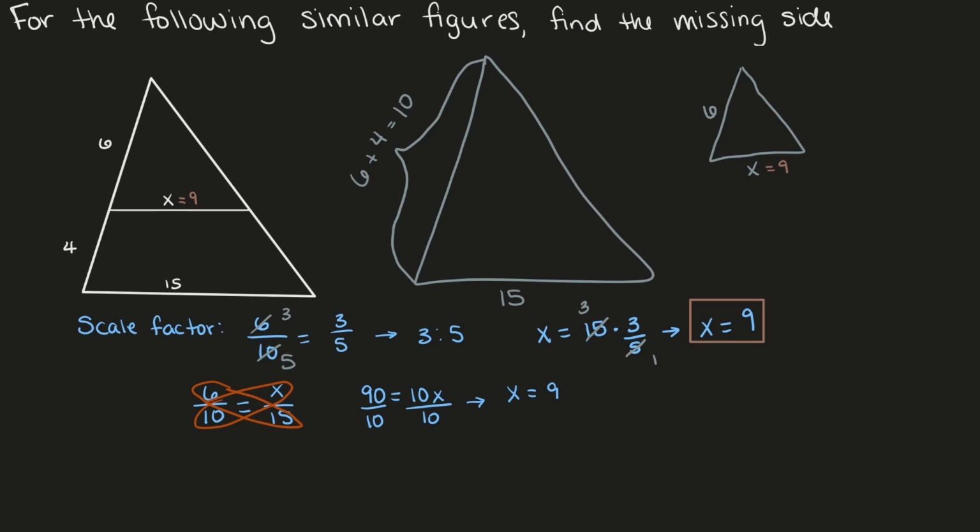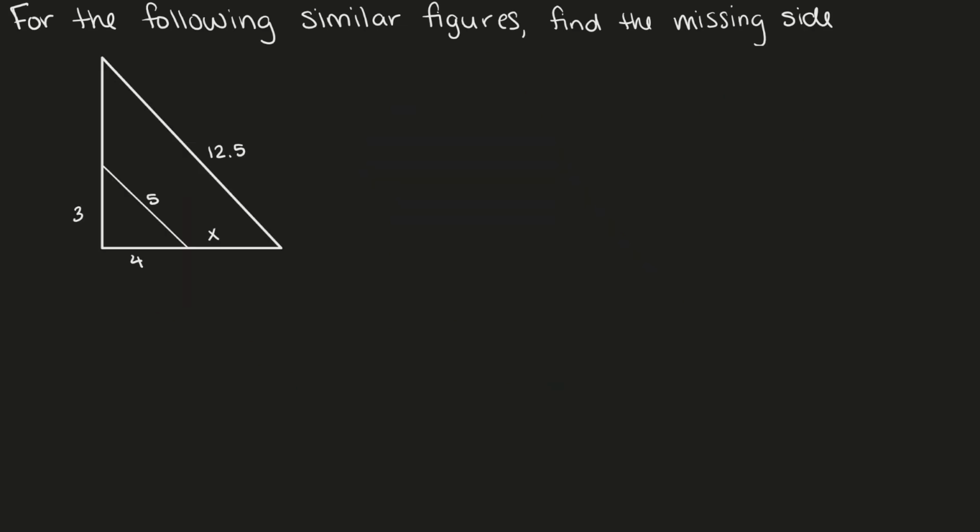So again, we have a smaller triangle within a larger triangle, so we'll break this up in order to find our x value. Our larger triangle has a hypotenuse of 12.5, and our side length is actually going to be x plus 4, because we have a portion here that is value x and then a portion that is 4. So our entire side length is x plus 4.